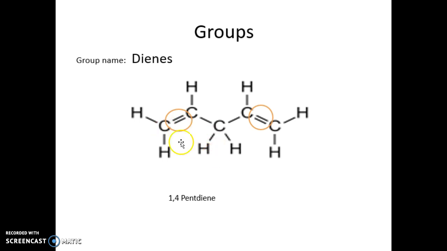So here's an example of 1,4-pentadiene. We know that it's pent because it has 1, 2, 3, 4, 5 carbons. We know it's a diene because there are 2 double bonds in this one. So there's one at carbon 1, the first carbon, and we count across 1, 2, 3, 4. And there's another one at carbon 4. So therefore it's 1,4-pentadiene.